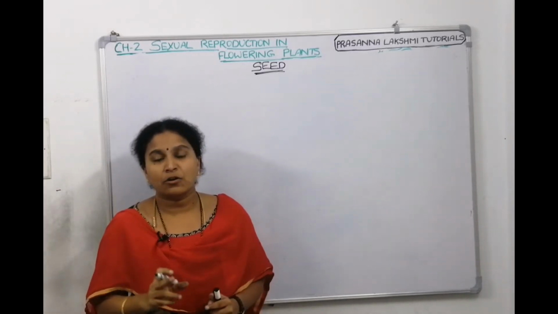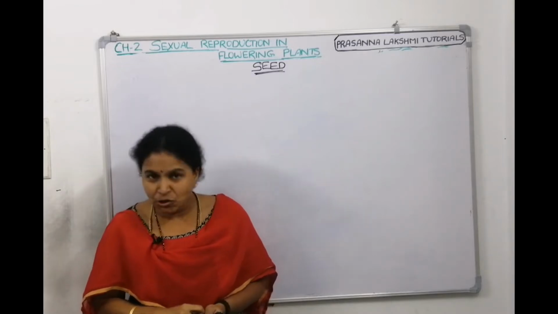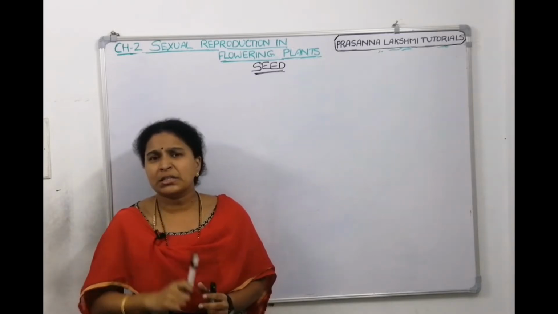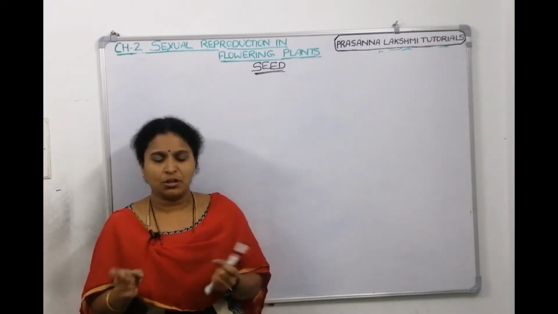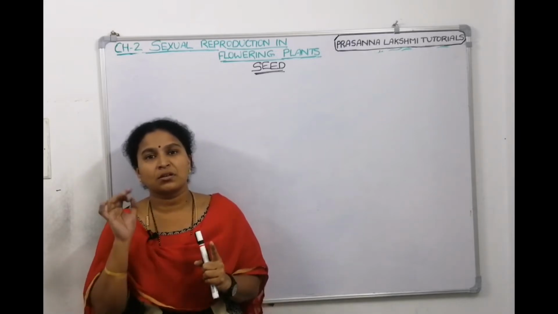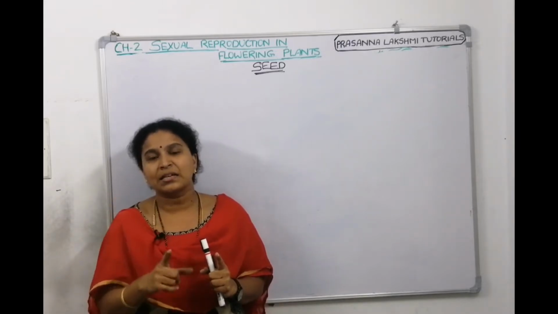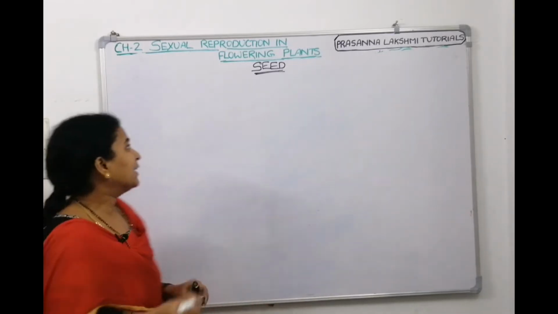Angiospermic seed. We are looking into sexual reproduction of flowering plants. Flowering plants means they are angiosperms only. The angiospermic seed, I will tell, seed is the end product of sexual reproduction. Fruit and seed are the end product of sexual reproduction. Note down this point. This sentence came in NEET 2020 examination.